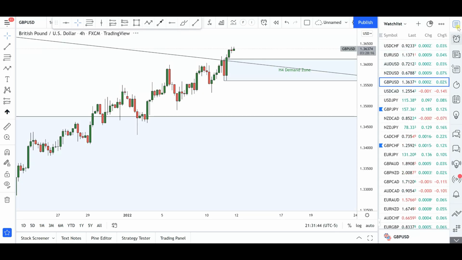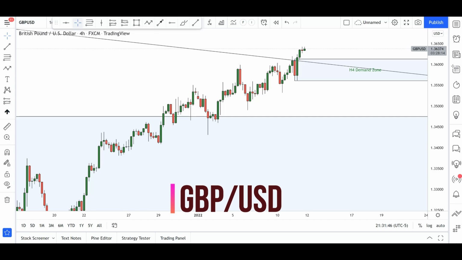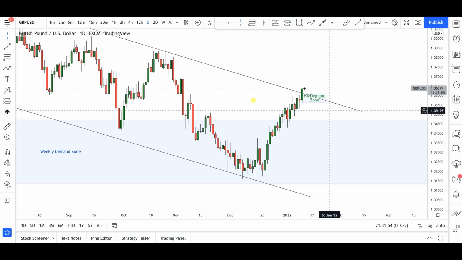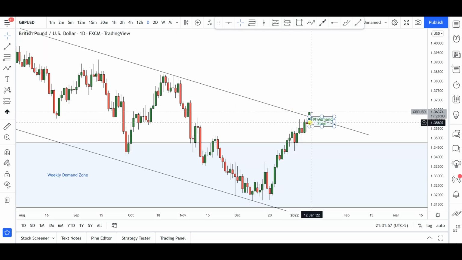Next up is going to be British pounds and US dollar. Now this pair continues to trade to the upside. If you guys remember from the weekend forecast, I told you guys that we might get a break of this trend line, and that is actually happening now, and we are getting a break and close above that trend line.